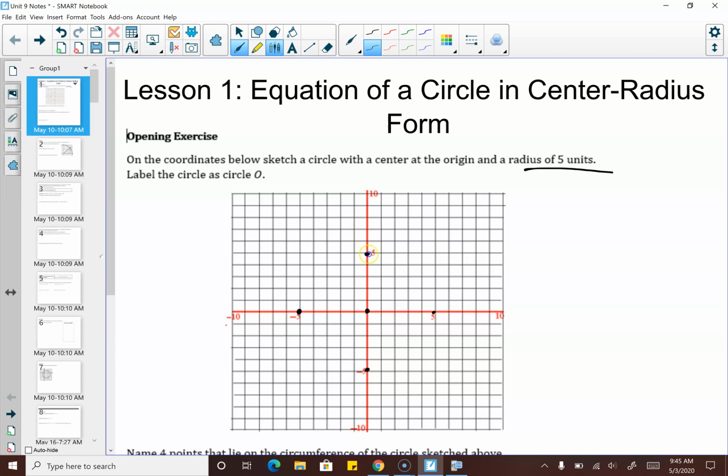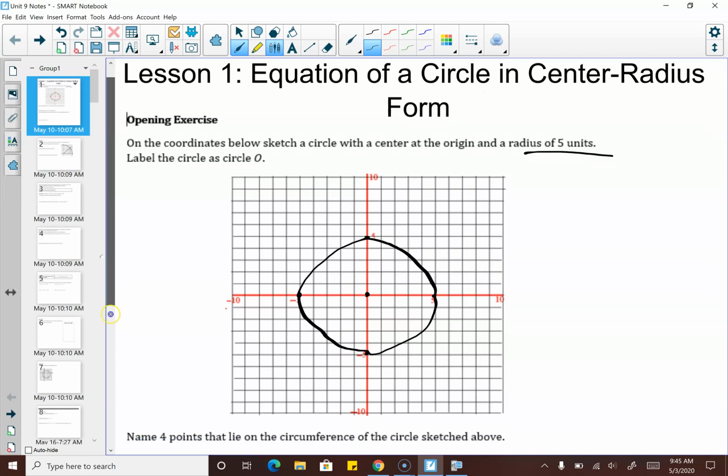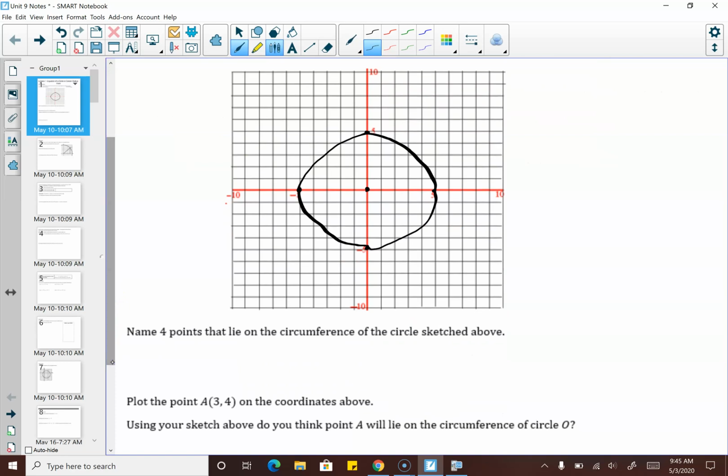All right, and again, this is just a sketch. So as best you can, you want to try to connect those points, obviously not with straight lines because it's a circle. So you want to make it as circular as possible. Okay, so it's just to name 4 points that lie on the circumference of the circle as sketched above, excuse me. So obviously, unless your curves are perfect, none of those points are going to really be exact. But the reason we went left, right, up, down is that gives us 4 points.